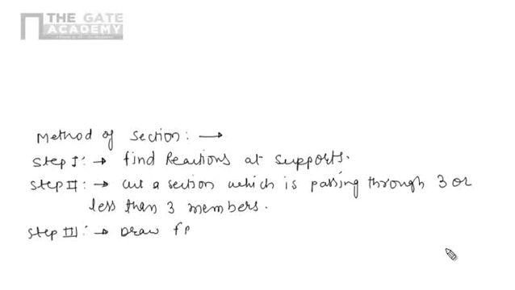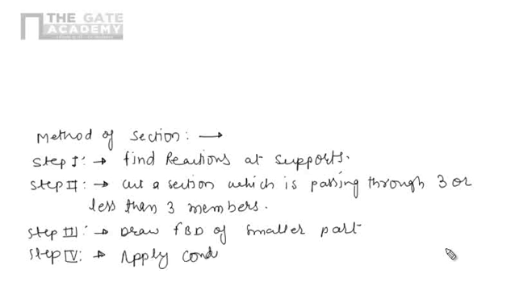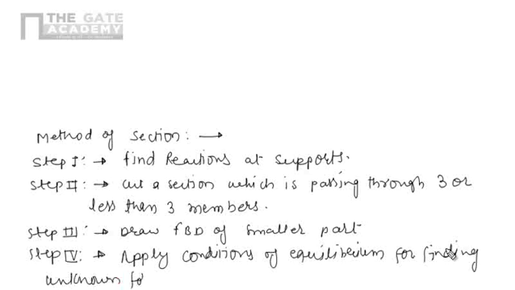Step 3. Draw free body diagram of smaller part. Step 4. Apply condition of equilibrium for finding unknown forces in members of truss. So by this way we can find out the unknown forces in the members of truss with the help of method of section. So basically we are having two methods, method of joint and method of section.